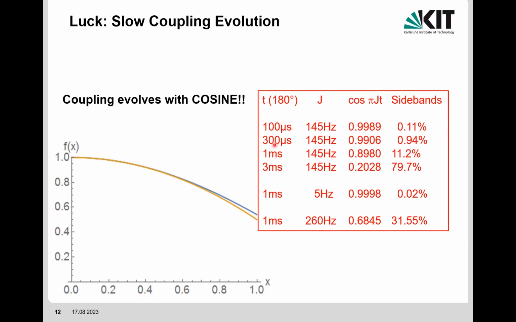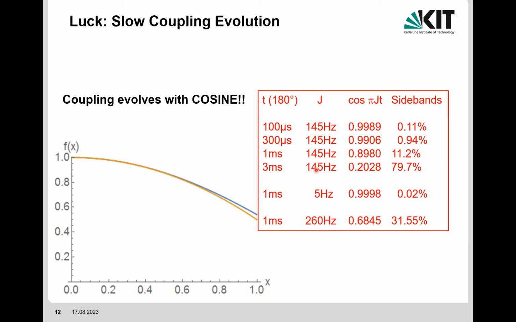If the pulse is 300 microsecond long, then we already see sidebands on the order of 1%. A 1 millisecond long pulse enhances the sidebands up to 11.2%, and a 3 millisecond long pulse will be essentially intolerable, because the integral over all sidebands will be about 80%, and that gives significant problems. Then you would not talk about decoupling anymore.